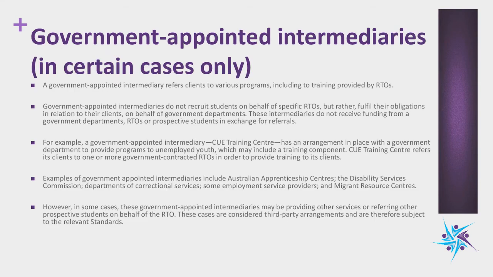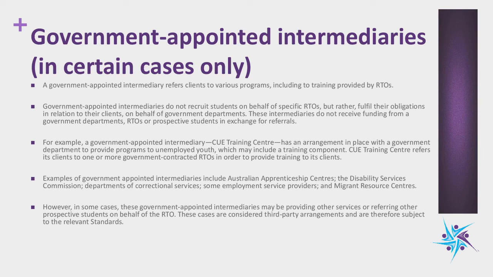Now, this one's unique and a bit different, and not everyone would be in this situation. But this is government-appointed intermediaries. So a government-appointed intermediary refers clients to various programs, including to training provided by RTOs. So government-appointed intermediaries do not recruit students on behalf of specific RTOs, but rather fulfil their obligations in relation to their clients on behalf of government departments. So these intermediaries do not receive funding from a government department, RTOs or prospective students in exchange for referrals.